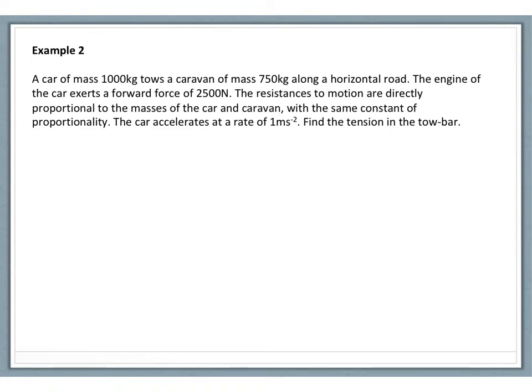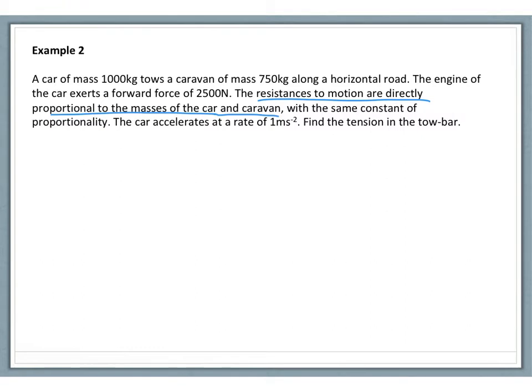Example 2, let's read through this really carefully, highlight any modelling words, and then draw a clear force diagram. So we have a car of mass 1,000 kilograms, which is towing a caravan of mass 750 kilograms along a horizontal road. The engine of the car exerts a forward force of 2,500 newtons. The resistances to motion are directly proportional to the masses of the car and caravan with the same constant of proportionality. The car accelerates at a rate of 1 metre per second squared. Find the tension in the tow bar.